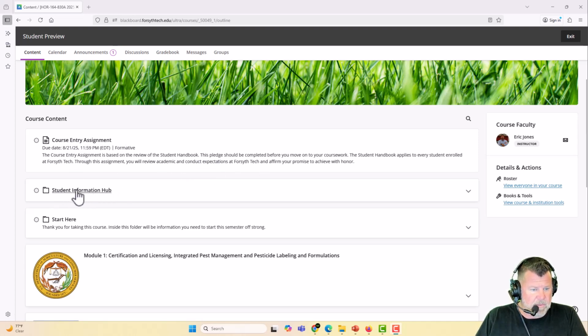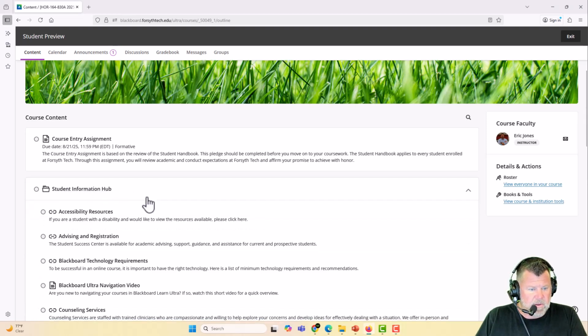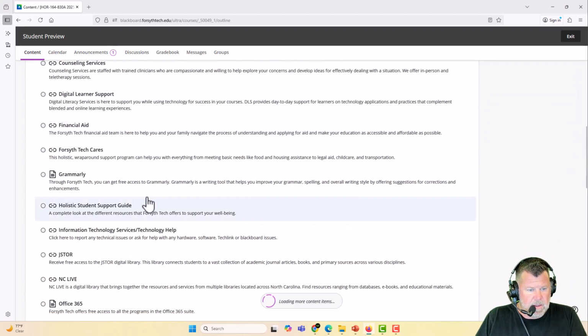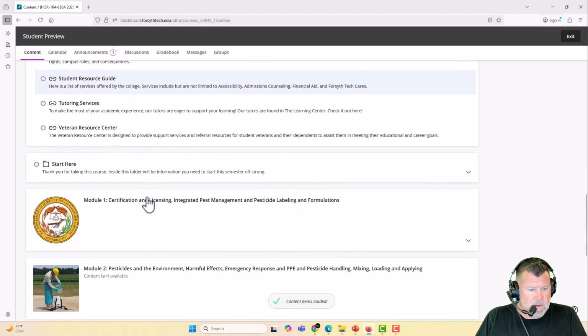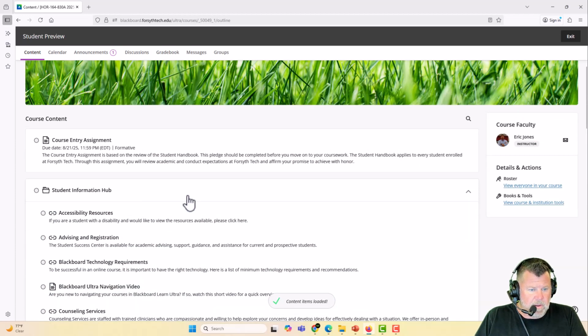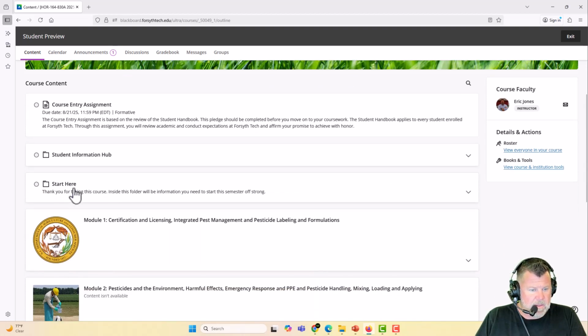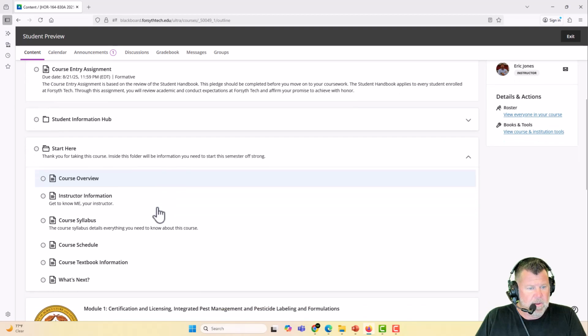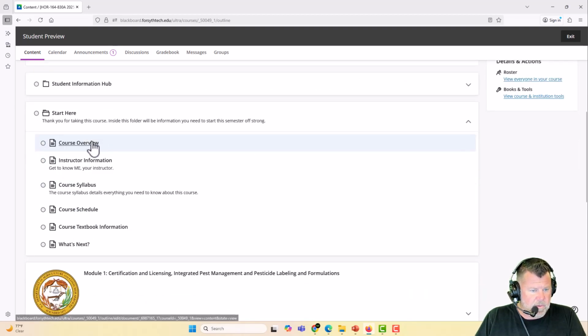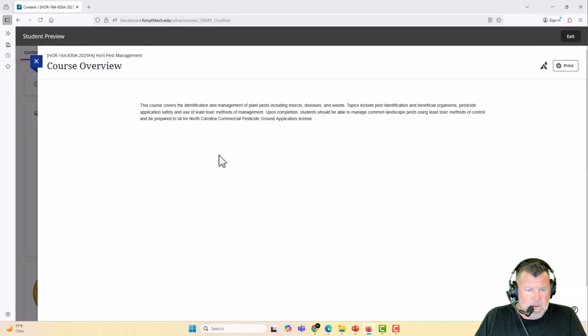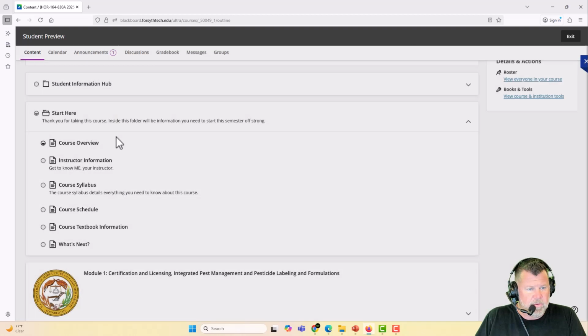If you need some information about the college and Blackboard itself, you can see all of this in the student information hub. I'm not going to go over all of that, but that is some good information if you need it. The next thing is start here. You'll see course overview. It just talks about what the course is.